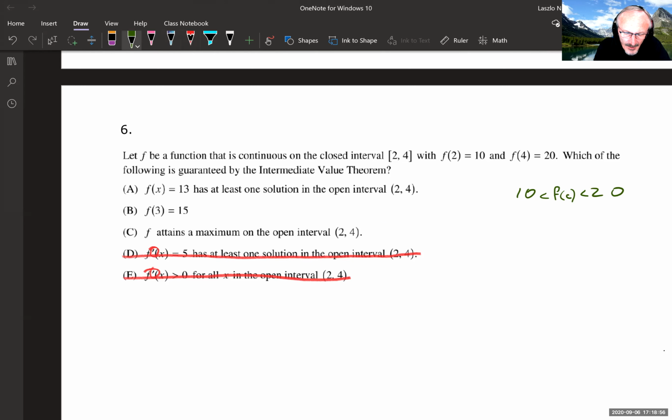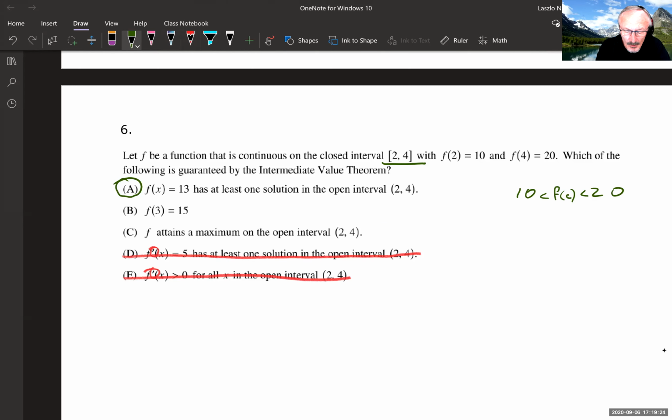So A, f of x equals 13 has at least one solution on the open interval 2 to 4. Okay, so 2 to 4 is indeed the interval. And f of 13, well, that's between 10 and 20. Guys, I'm getting all excited. I think A is our answer. But you know, we're not gonna drop it that fast.